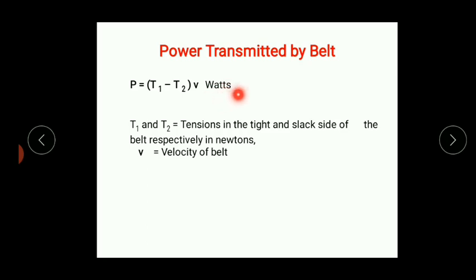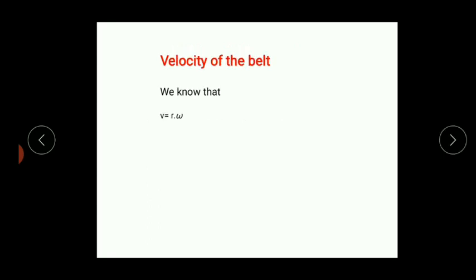So if the power transmitted is given in kilowatts in the data of some question, you should remember that the power to be used in this formula is in watts only. The velocity of the belt is in meter per second only, and the tension on the tight side and the slack side has to be taken in Newton only. So you should remember the units of all three, that is power, tension and velocity.